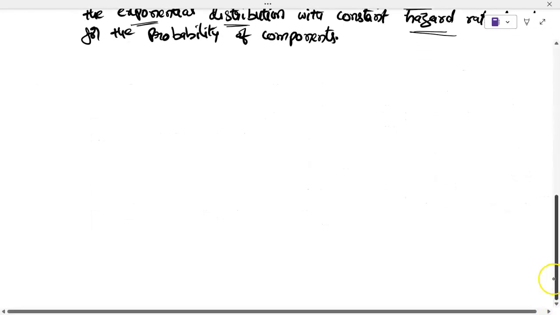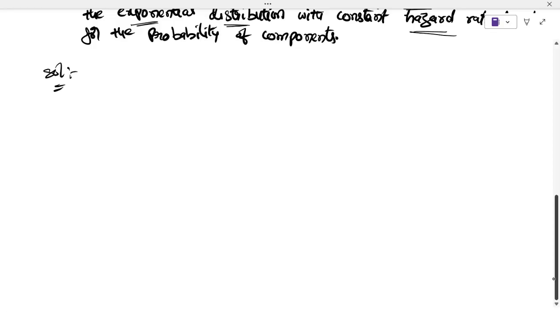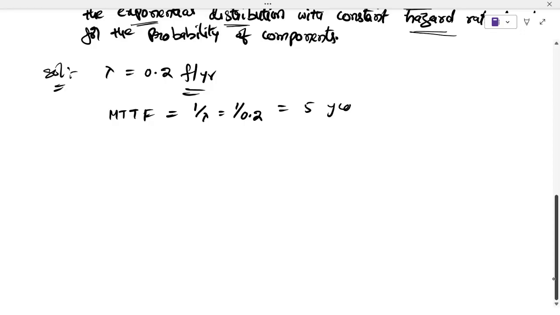So now we will see the solution for this. First collect the data they have given. Lambda value they have given is 0.2 failures per year. This unit is very important, failures per year. From this we can calculate the mean time to failure, that is 1 by lambda, that is 1 by 0.2, which is equal to 5 years. That is the mean time to failure.